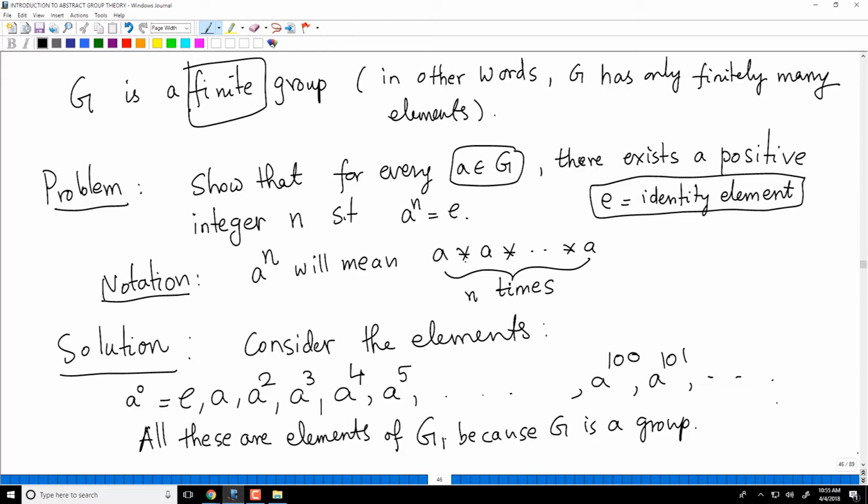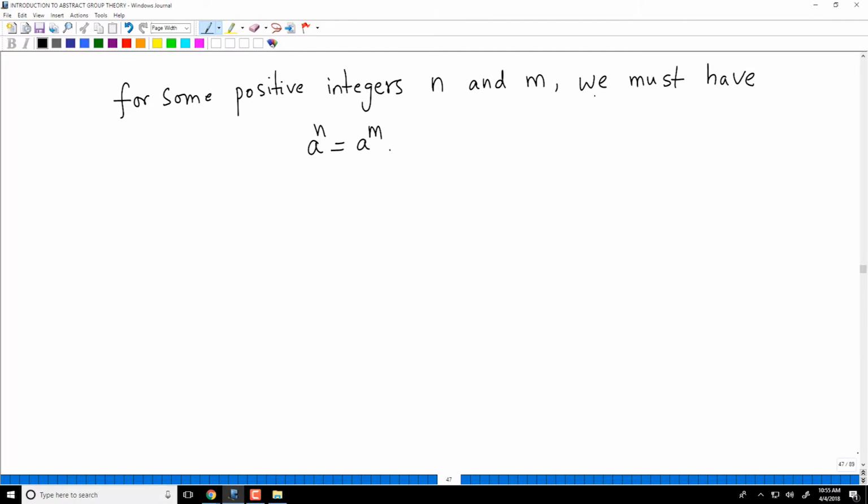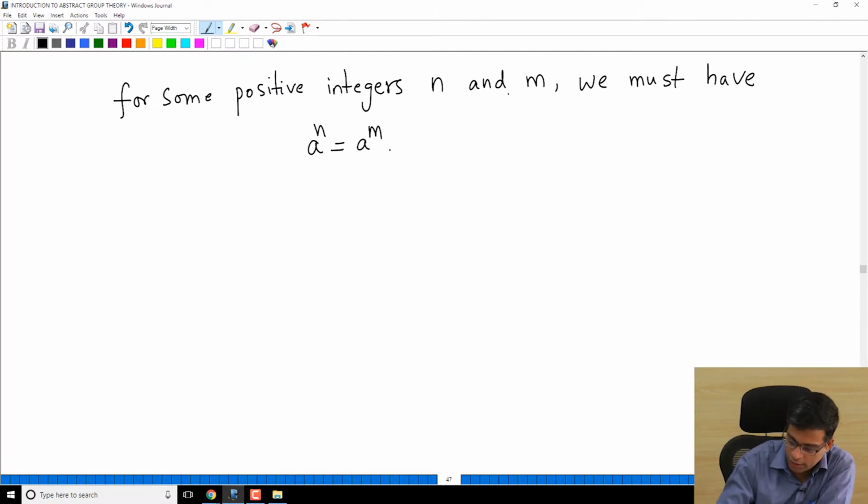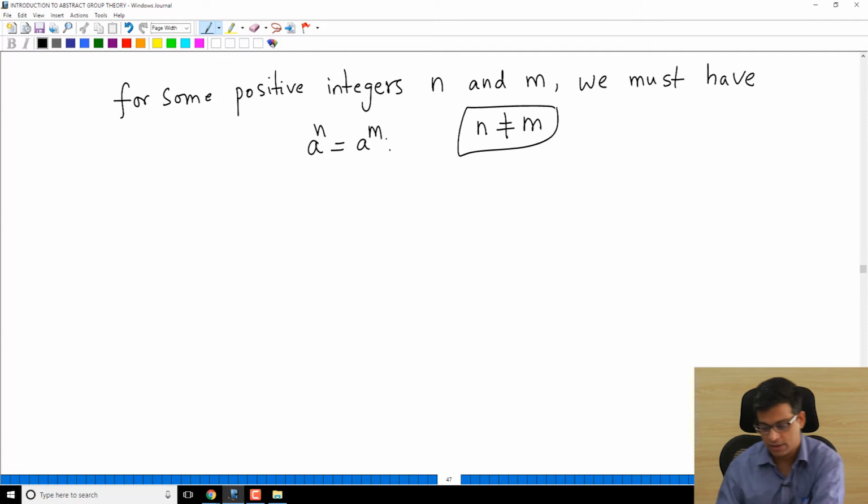So, this cannot be an infinite set, which means there must be repetitions. If this is not an infinite set, then some two elements, in fact many of them, will collapse. So, I am just saying that for some positive integers n and m, and of course I have to insist that n is not equal to m, otherwise a^n is certainly equal to a^m. So, for some different positive integers n and m, we must have this.